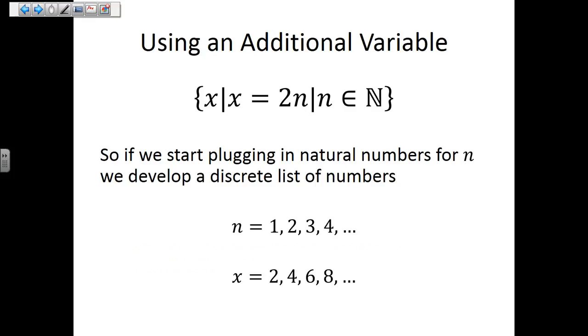So what this does is if I make a list for what N can be, 1, 2, 3, 4, so on and so forth, I plug that in, 2 times 1 creates 2. So x can equal 2, 4, 6, or 8, and it continues on forever. So this is not a finite list of discrete numbers. This is an infinite list of discrete numbers. It goes on forever.